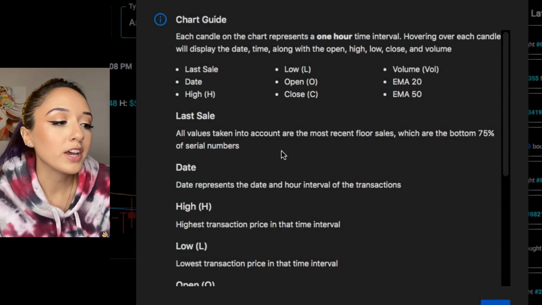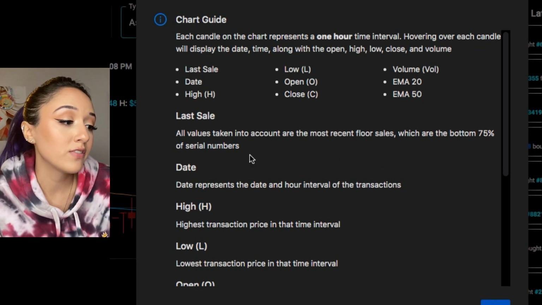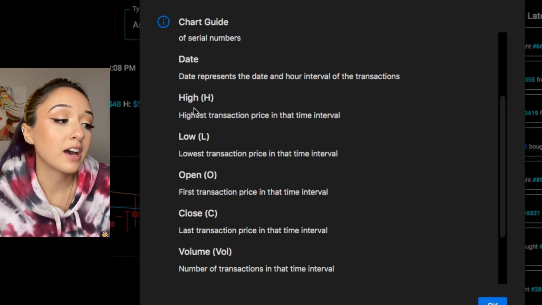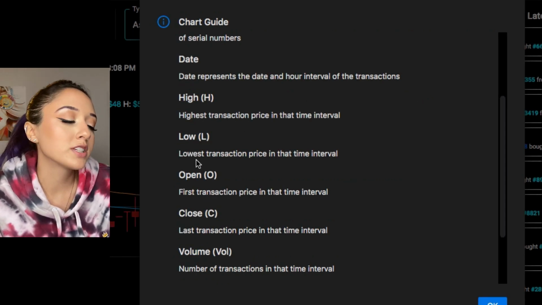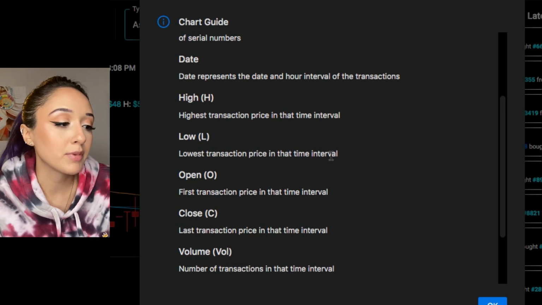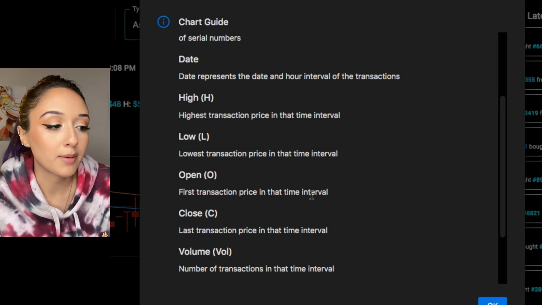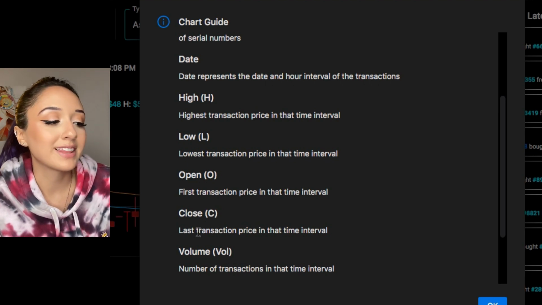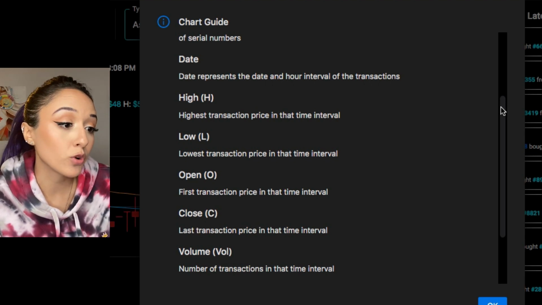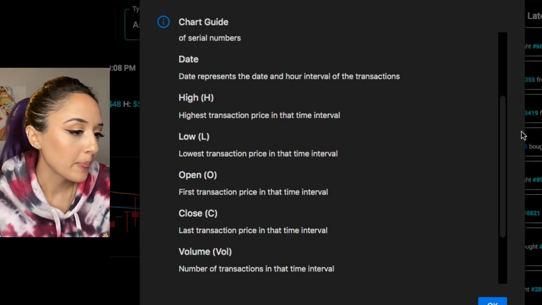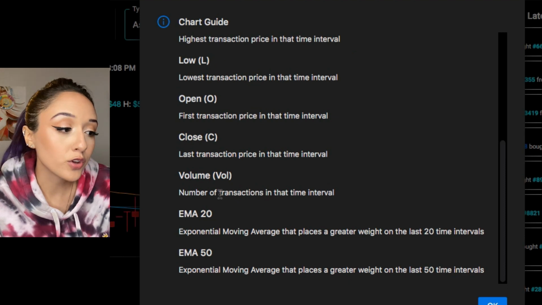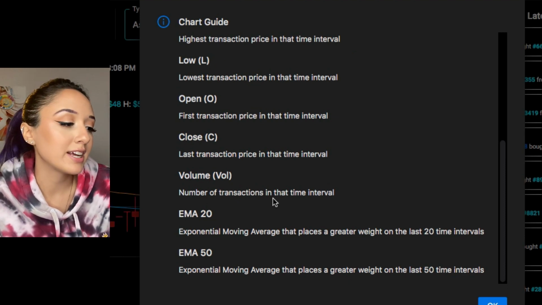Last sale, all values taken into account are the most recent floor sales, which are the bottom 75% of serial numbers. The high is going to represent the highest transaction price in that time interval. The low is going to represent the lowest transaction price in that time interval. The open is going to represent the first transaction price in that time interval. And the close is going to represent the last transaction price in that time interval. We're going to show you how that is displayed on this chart here.